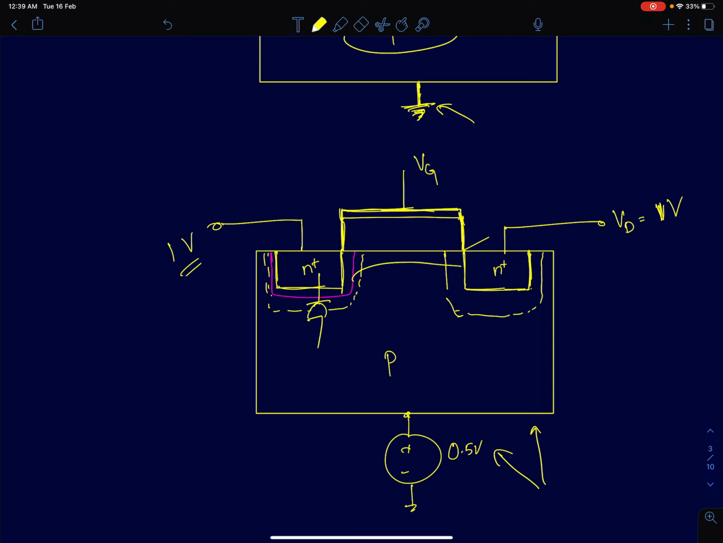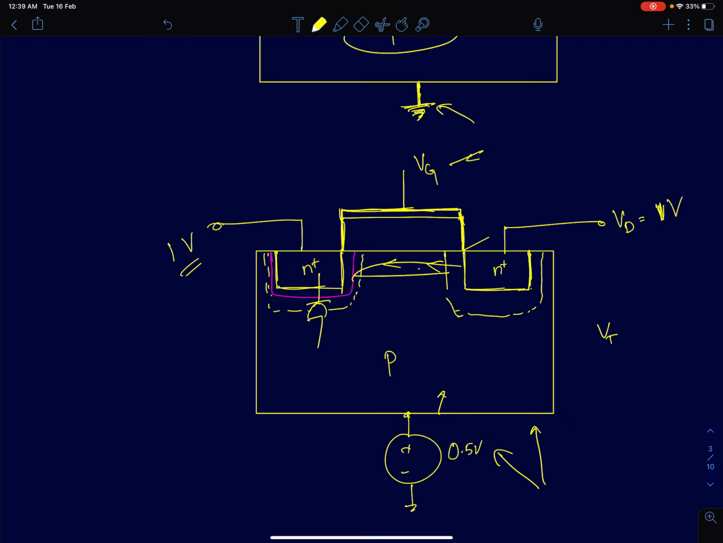Which means if I increase my bulk voltage, it amounts to VT modulation, meaning your threshold voltage is slightly reduced. Now if your threshold voltage is slightly reduced, for the same gate voltage, you are going to have a larger electron concentration between drain and source, which means a larger current between drain and source. So this is how the bulk terminal has an effect.